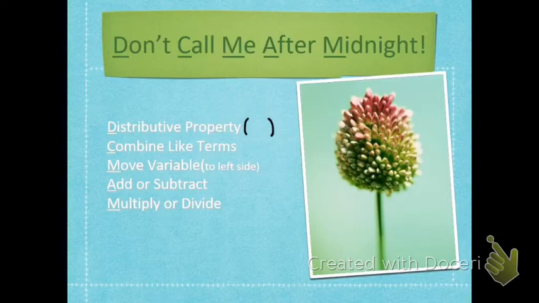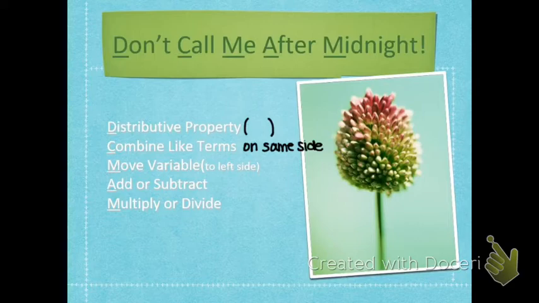The C in call stands for combine like terms. It's very important that you understand, when we're combining like terms, we're talking about terms that are on the same side of the equation. So after you write combine like terms, add this little piece of information, on same side. We're going to look at the left side of the equation to see if there are any like terms. Then we're going to go to the right side and see, are there any like terms that can be combined.